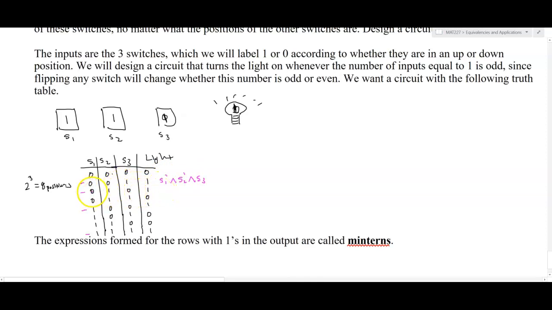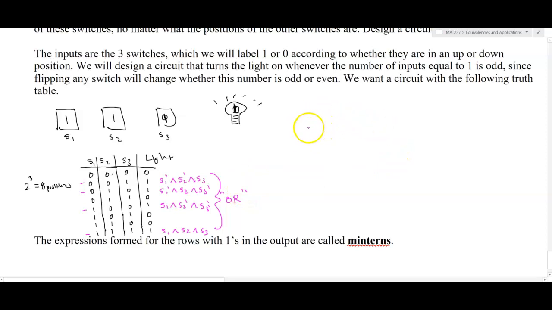And then here I'll have S1 prime on, S2, S3 prime on. And here I'll have S1 and S2 prime and S3 prime. And in this last row, this is just S1, S2, and S3. And then we want the light to turn on in any one of these situations, so we want an OR of all of these signals.